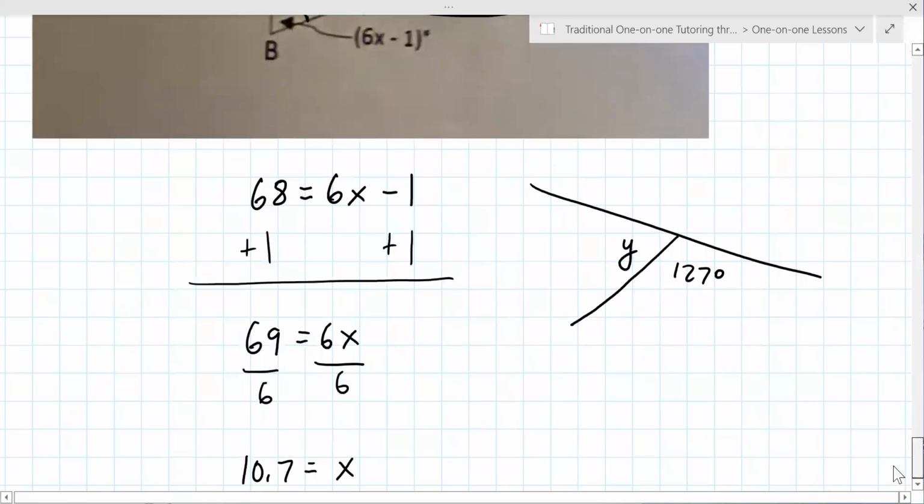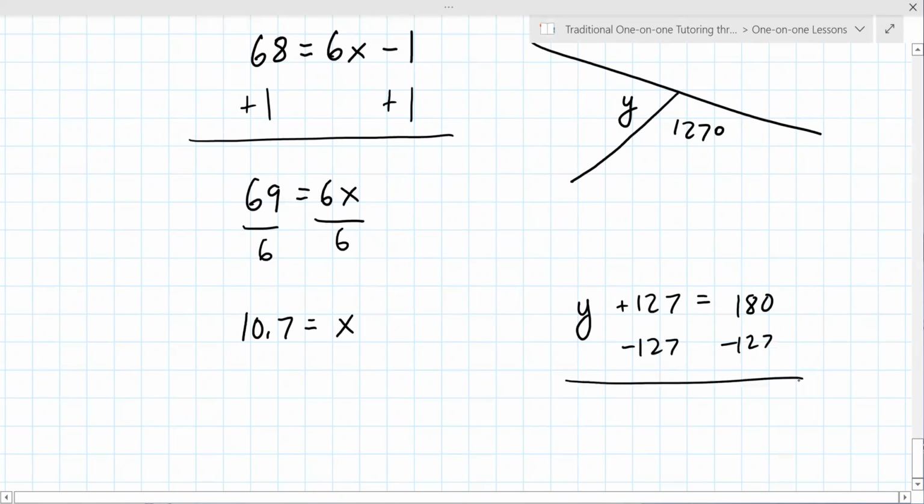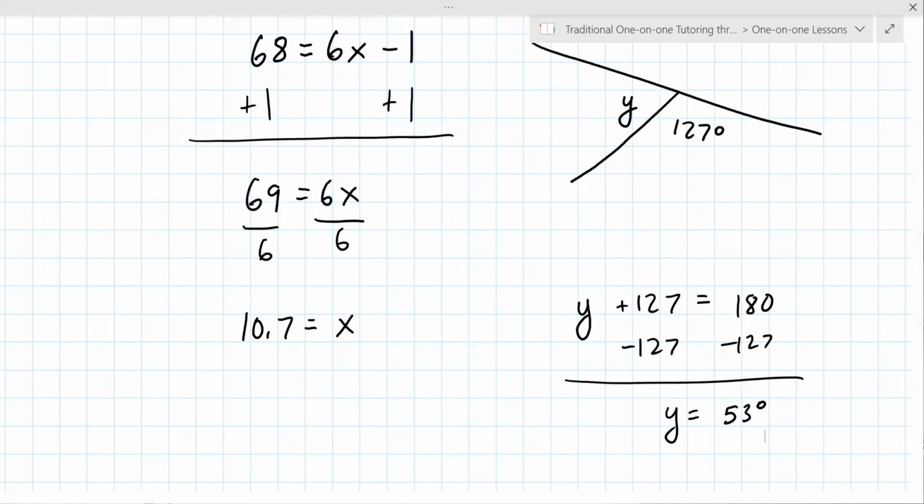Now we need to do 127 degrees. This is a straight angle, so what does y plus 127 have to add up to? It has to add up to 180 degrees. 180, perfect. All right, so now you're going to subtract 127 from both sides, and that's your final answer.